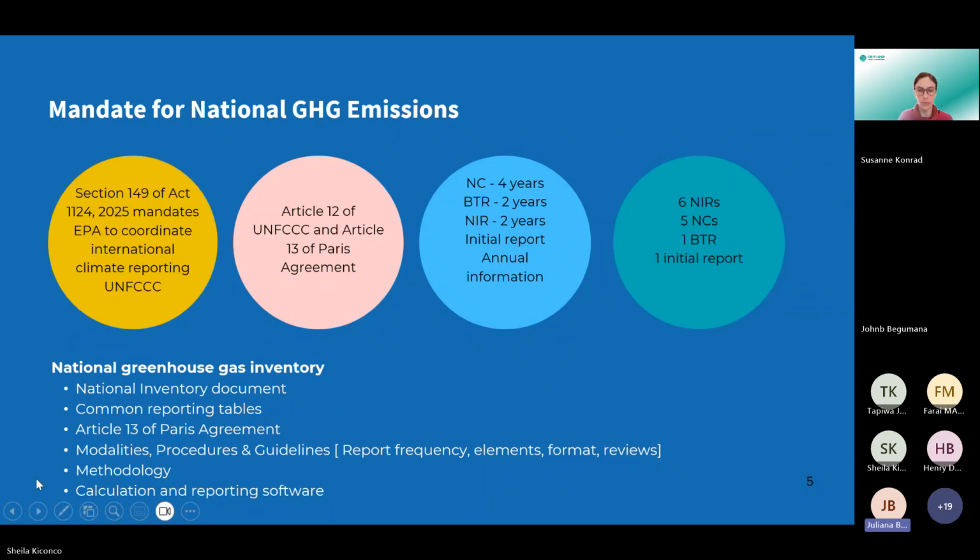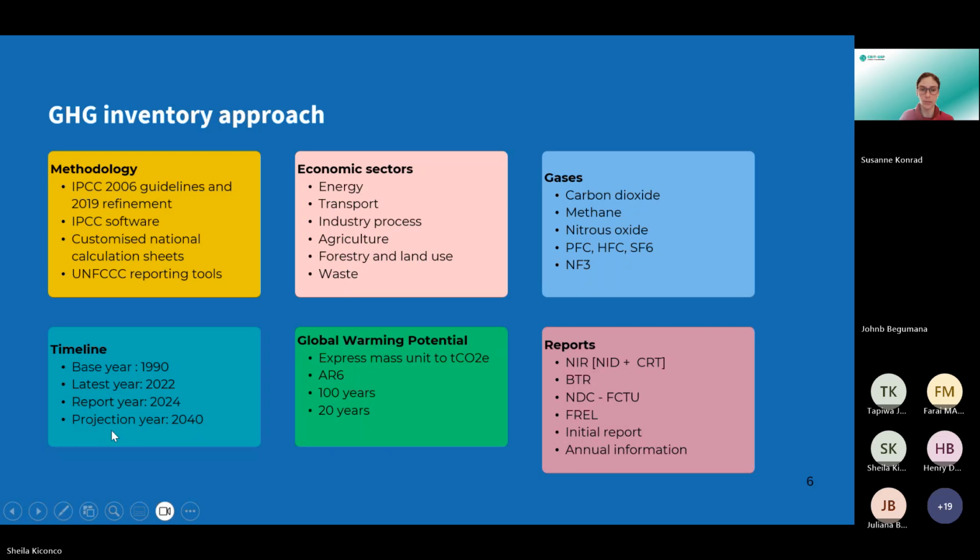Next slide, please. On the GHG inventory approach and methodology, we used the IPCC 2006 guidelines as well as the 2019 refinement, and the IPCC software was also used. However, we customized the software in a way that we are able to use it for our national calculations. We also used the reporting tools from the UNFCCC.